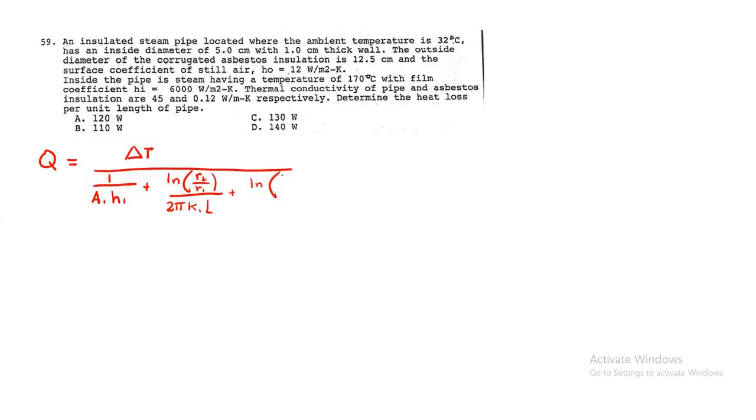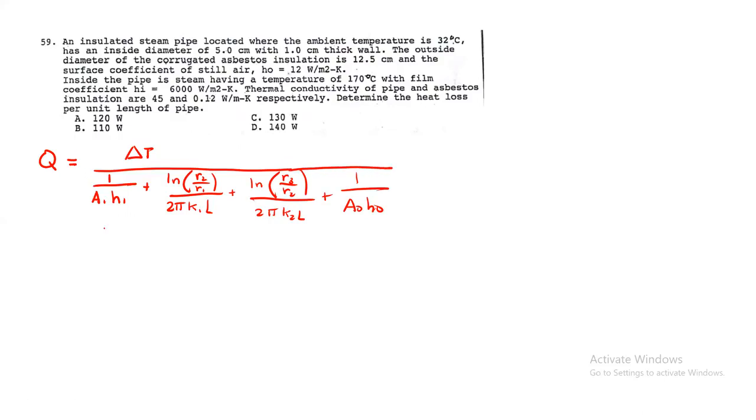So makikita nyo lang to sa heat transfer. Q is equals to change ng T divided by 1 over area ng 1 times H1, plus ln ng R2 over R1 over 2 pi K1L, plus ln ng R3 over R2 over 2 pi K2L, plus 1 over AO times HO. So, ganyan na yung formula niya, guys.